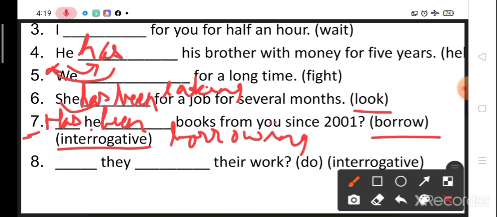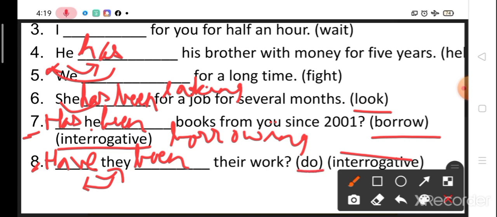Similarly, here also it's an interrogative sentence and therefore these places are interchanged. With they we use have. So instead of writing they have, we will write have they been. The present participle of do is doing. Have they been doing their work?